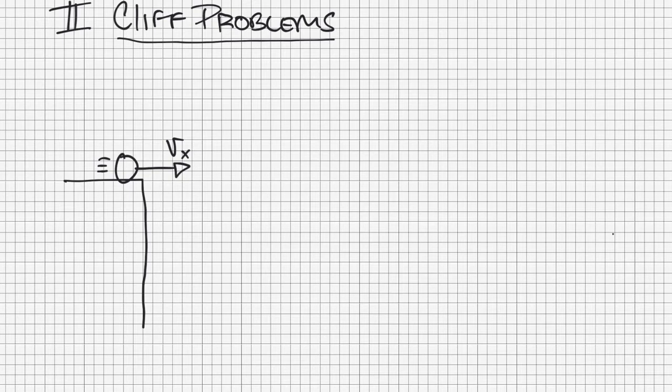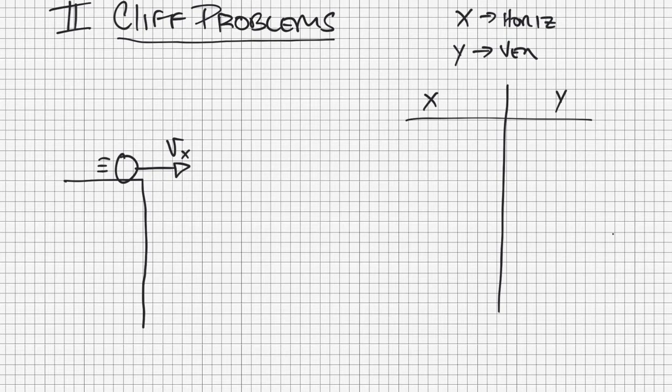So we're going to start by breaking up motion in terms of x and y, with x designating horizontal motion and y designating vertical motion. We do that because these two types of motion are not going to impact one another. There's no relationship between the x and the y, and so we are going to look at them as separate types of motion.